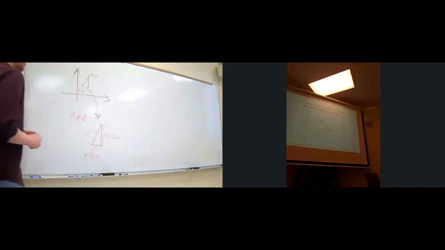So then, let's call this a. Let's call this b. We know from the Pythagorean theorem, c squared is equal to a squared plus b squared. So we can solve for that length, right? And that's what we're going to be doing here.